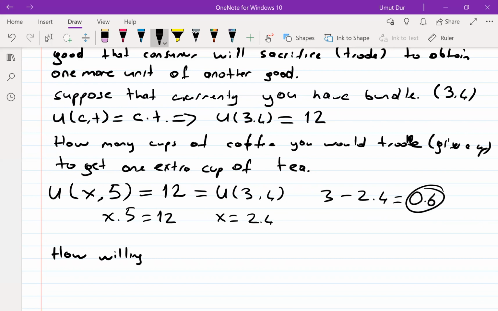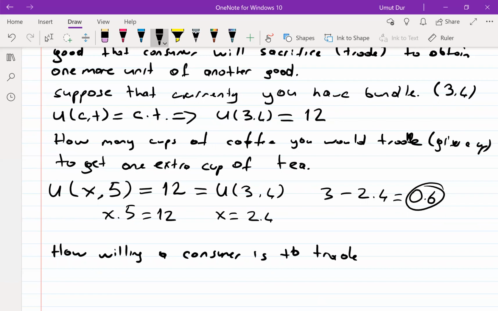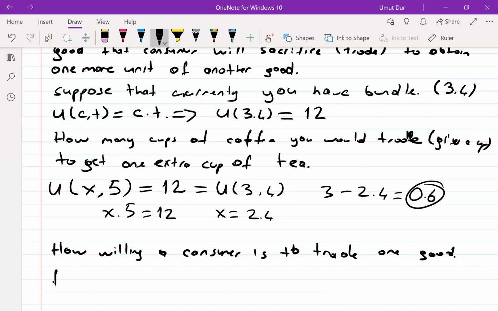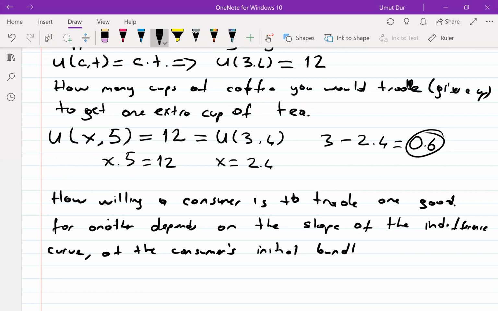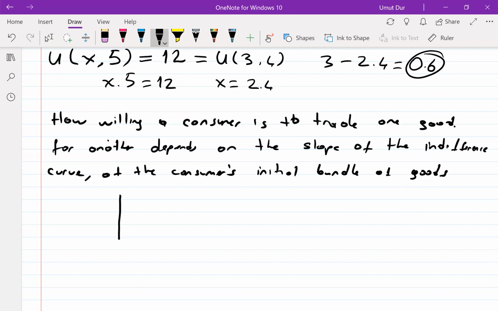How willing a consumer is to trade one good for another one depends on the slope of the indifference curve at the consumer's initial bundle of goods. So let's try to visualize it.